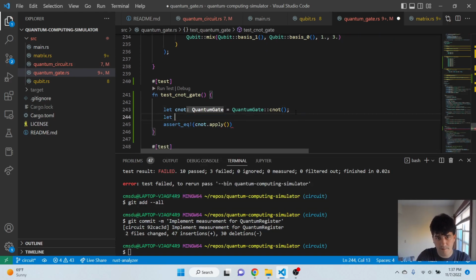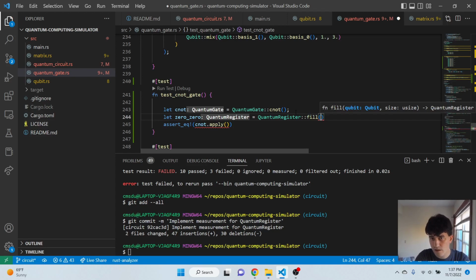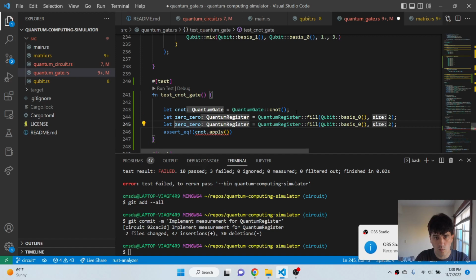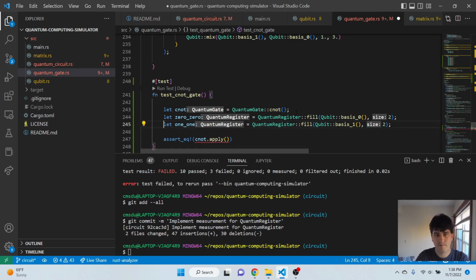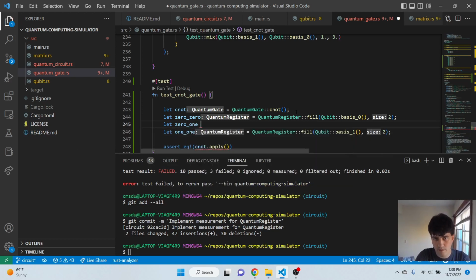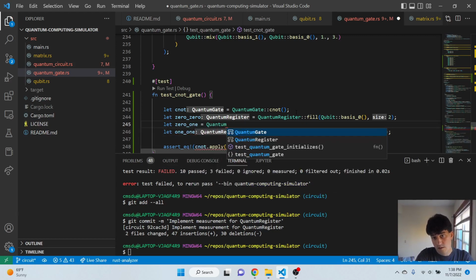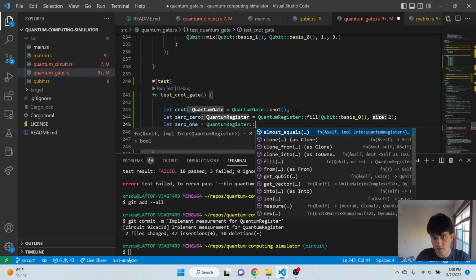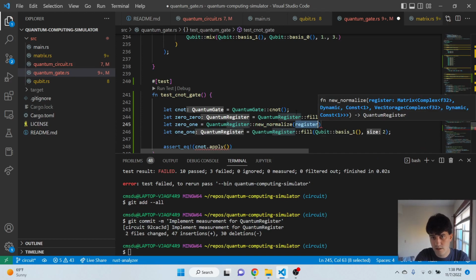So let's let 0, 0 be quantum register fill qubit basis 0, 2, and likewise we'll do 1, 1. We'll be filling it with ones. Let 0, 1 be, here we have to do the new normalize.